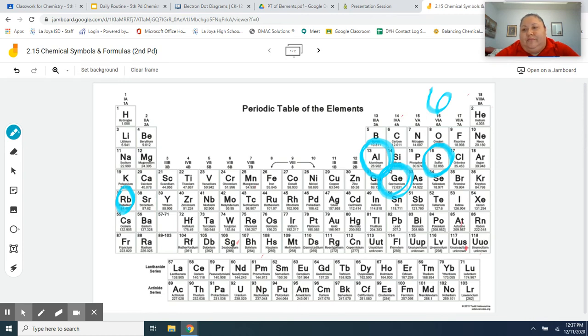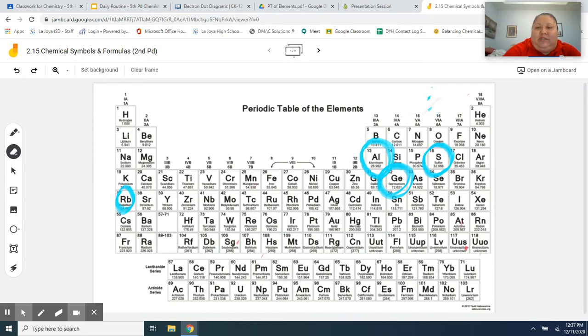Yalexia, how about this one right here? Germanium. Group 14. How many valence electrons? Take off the 1. What's the group number? 4. It's group 14. Remember, the group number is what you see at the top, guys.